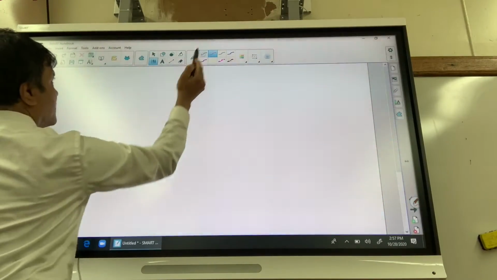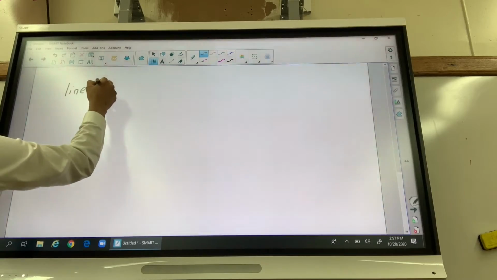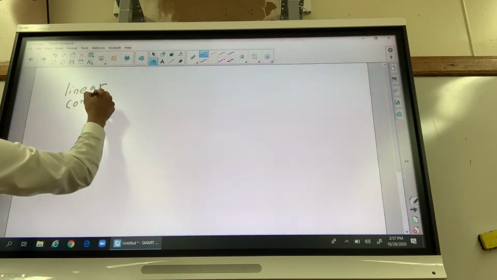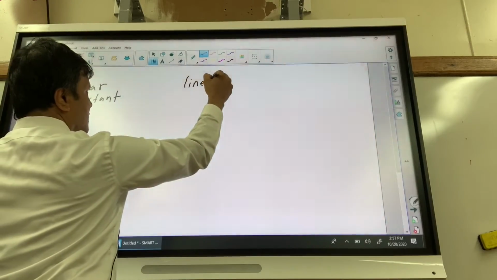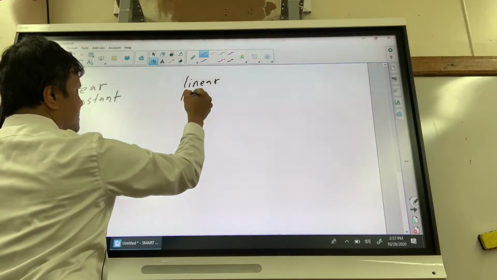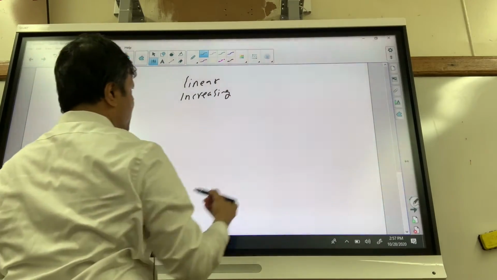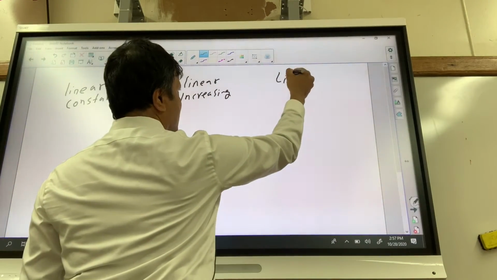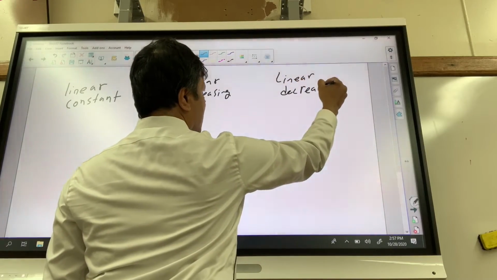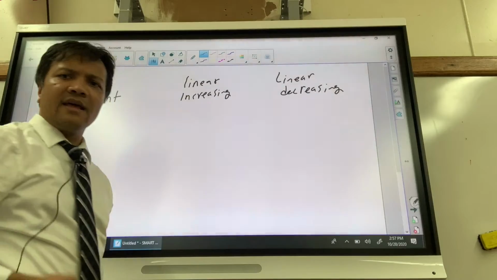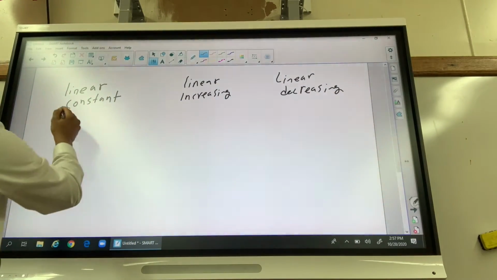Okay, number one is linear constant, and then number two is linear increasing, and number three is linear decreasing. All right, and then I'm going to of course teach you the quadratic. So let's say linear constant.